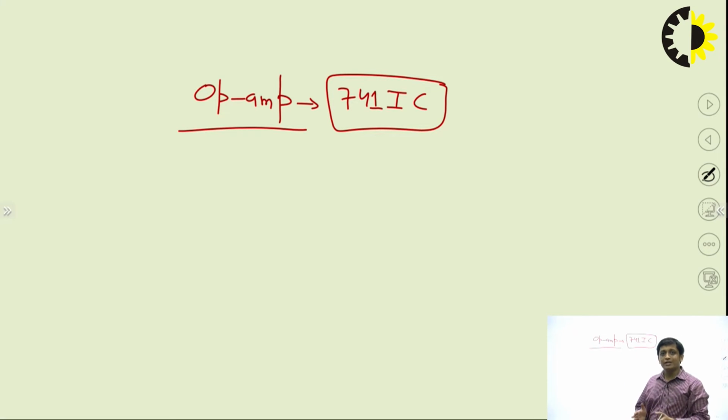There are various op-amp integrated circuits available in the market, but one of the most popular op-amp ICs is 741 IC. It is having 8 pins. The first advantage of this 741 IC is it is having short circuit protection circuitry.